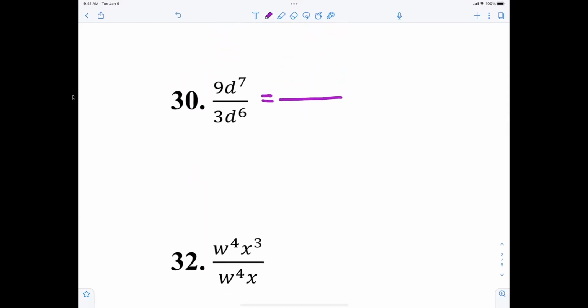30. 9 divided by 3 is 3. 7 on top, 6 on the bottom leaves me with 3D, just 3D. All right, I'm pretty happy with that. So that should have gotten you caught up, okay?